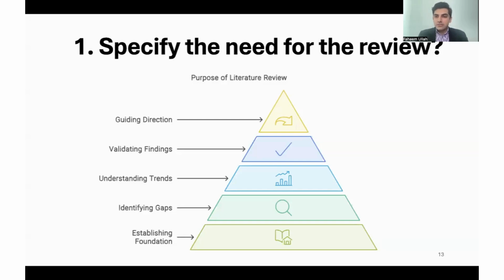The next one is validating findings. If you have findings, you can do a literature review to compare whether the existing literature supports or contradicts those findings. And lastly, guiding direction. If you are starting a big project and you want to first understand that field and then guide your research accordingly, you can also conduct a literature review. From the reviewer perspective, it is important that you have a solid reason and justification if you want to do a literature review and then publish it.